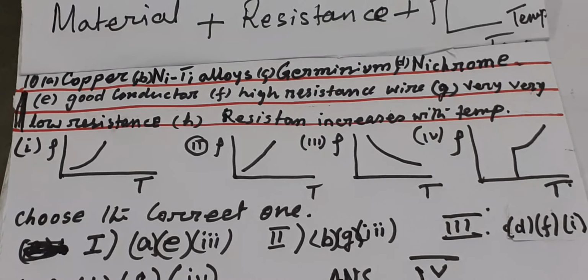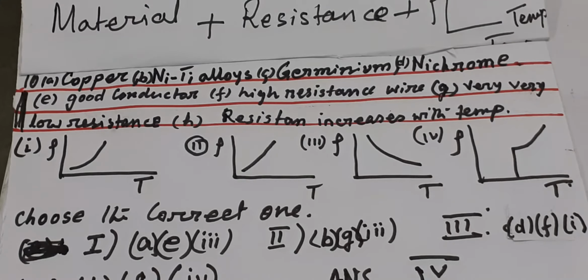If we see this combination, diagram number 3, resistivity decreases with temperature, that is not matching with the copper material. Copper is a very good conductor, it is okay, but the resistivity plot is not matching. So this cannot be the choice.